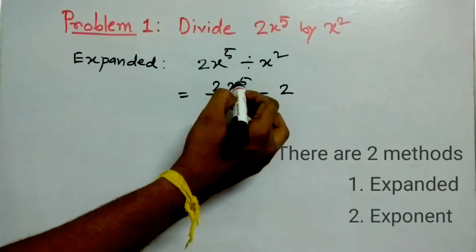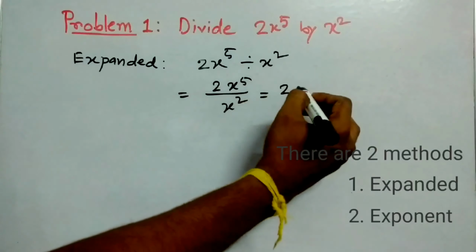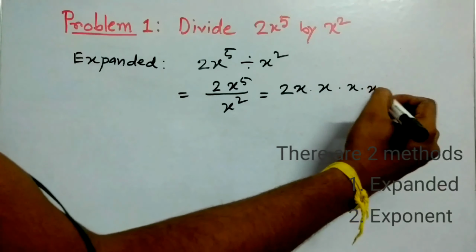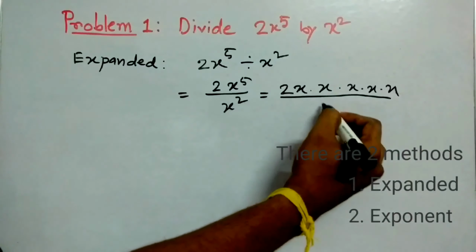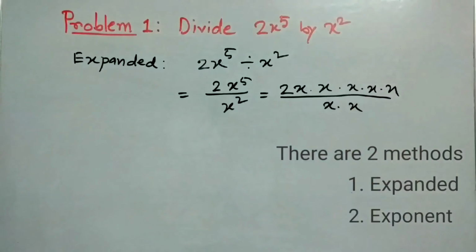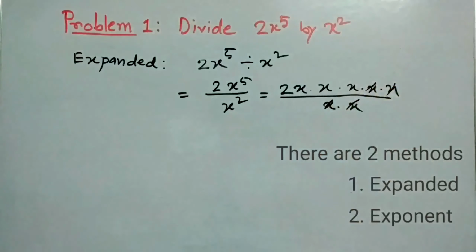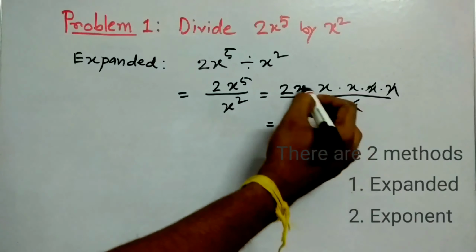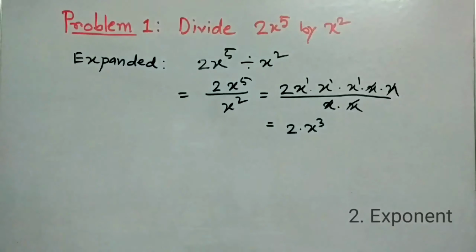2. So x to the power 5 means the x is multiplied 5 times. That is x into x into x into x into x. Now here x square means x into x. So this x and this x will be cancelled. So what is left? 2 into 1, 2, 3, x to the power 3.